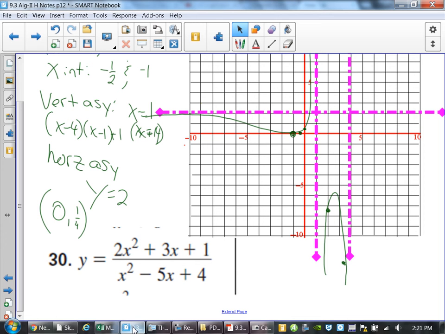What I want you to be able to see, for something that winds up looking so unbelievably weird, is this: could you tell me all the important parts? You can tell me where all my intercepts are. You can tell me where all my asymptotes are. You can tell me if there was a slant asymptote. You can tell me domain and range on this one.